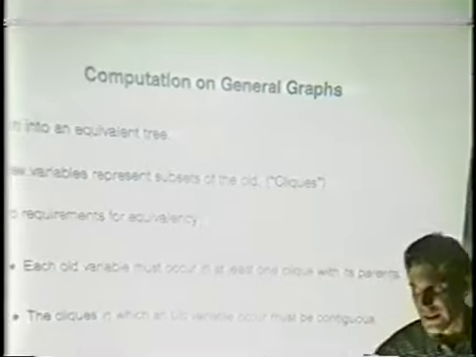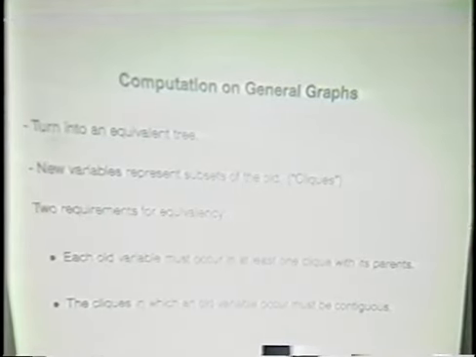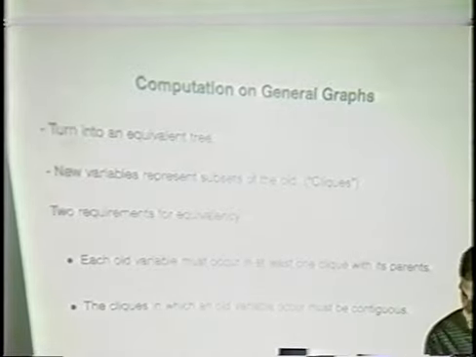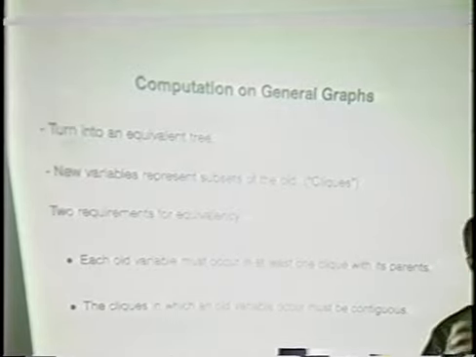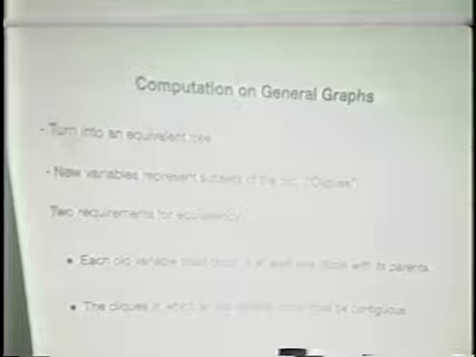Okay, so now we come to the last key in the process of doing inference with these things, which is that if you don't have something that's structured as a chain or a tree in the first place, what do you do with it?